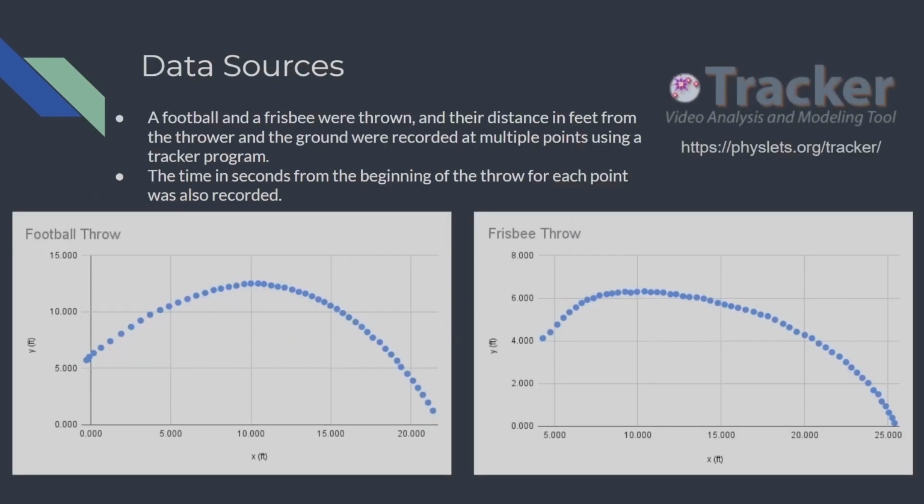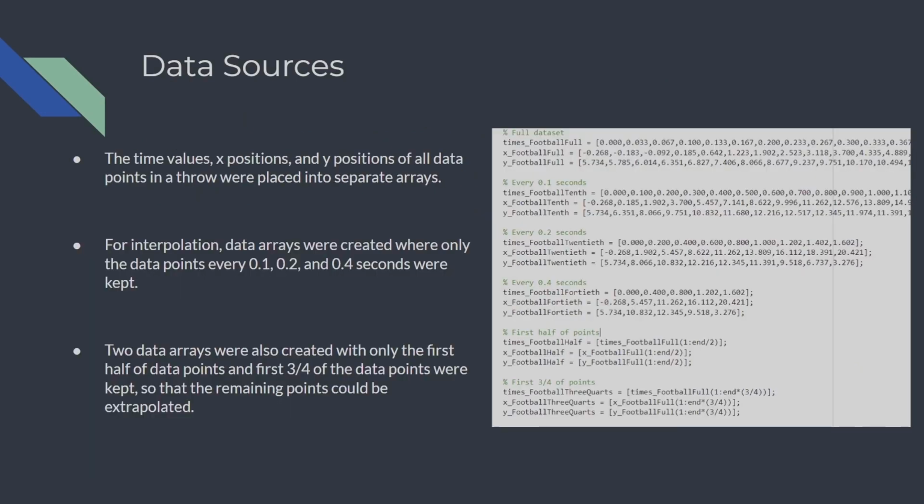How we got our data was by recording videos of throwing a football and a frisbee. And then we took these videos and used the Tracker program to plot the points at intervals of time, and that gave us the x positions, y positions, and the times. So here's our data. We have the time values, x positions and y positions, all in separate arrays.